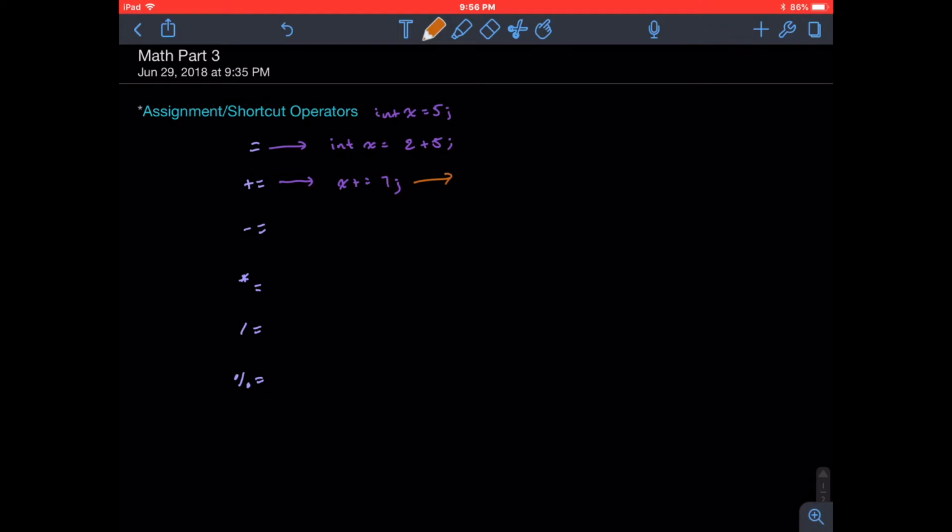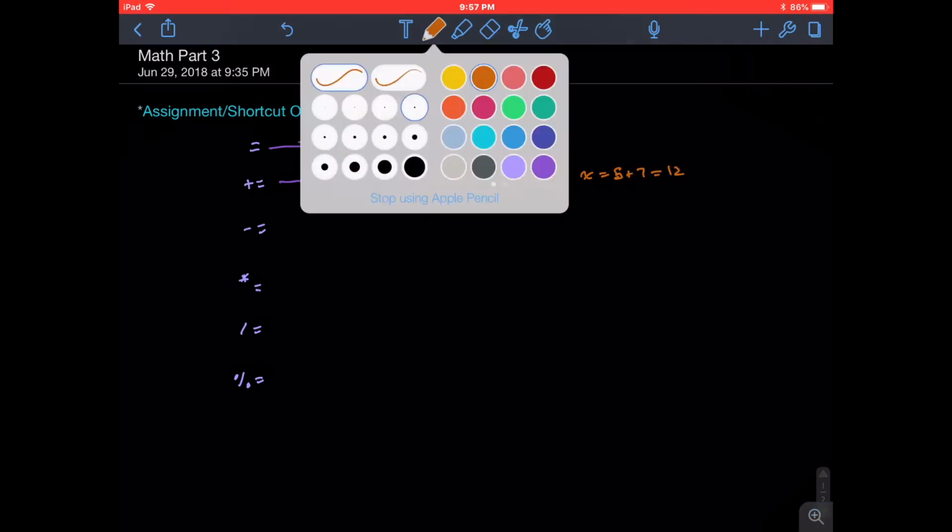It takes whatever is on the left of the assignment operator and adds it to whatever is on the right of the operator. So this would look like x is equal to x plus 7. So what this would actually look like is x is equal to 5 plus 7, which is equal to 12. That's how this actually works. Now let's look at the other examples.